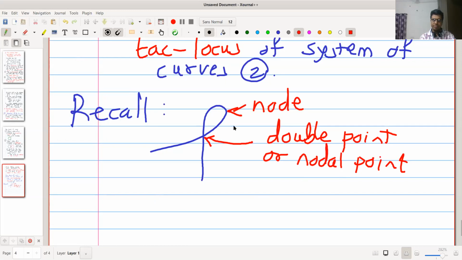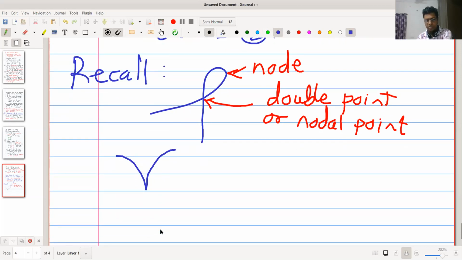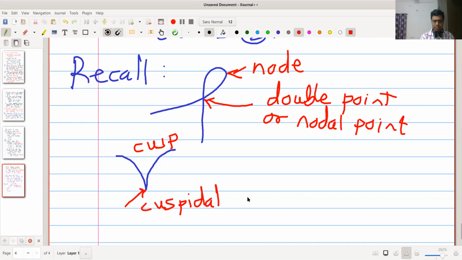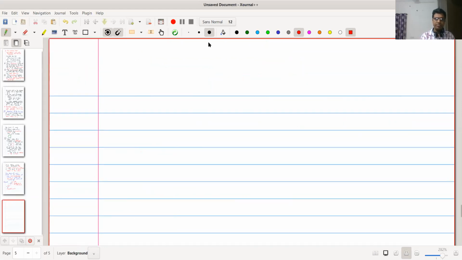Another thing is cusp. If we have such a thing, then this is called a cusp, and this point is called a cuspidal point. Okay, so let us see the second thing.